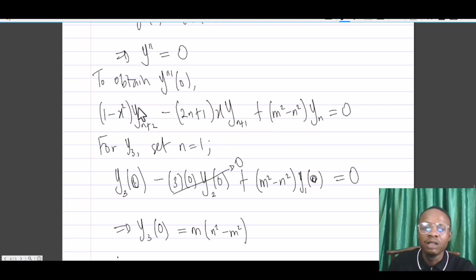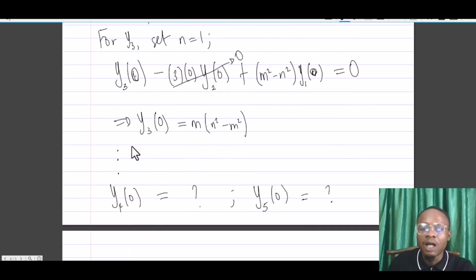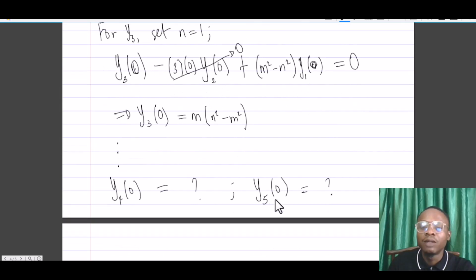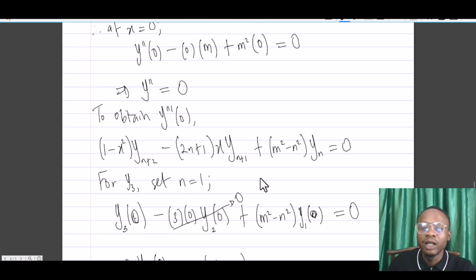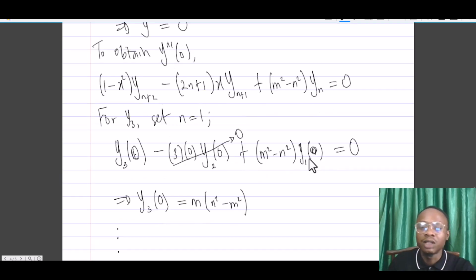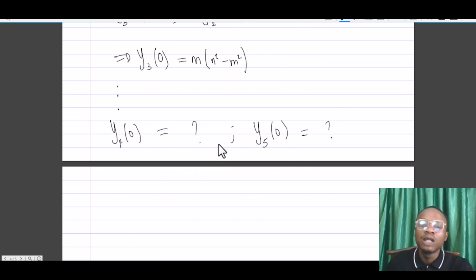You make the fourth derivative the subject at x equal to 0. It will give you your result. And to get the y sub 5 at 0, you make n equal to 3. At n equal to 3, this will be third derivative, fourth derivative, fifth derivative. By that time, you will already have known the fourth and third derivative, so you can use them right there. So that is that about that.